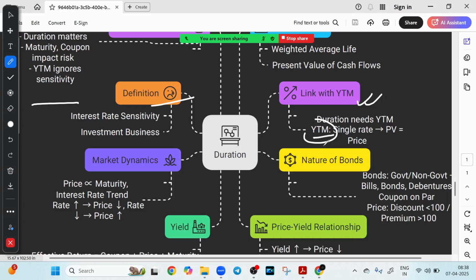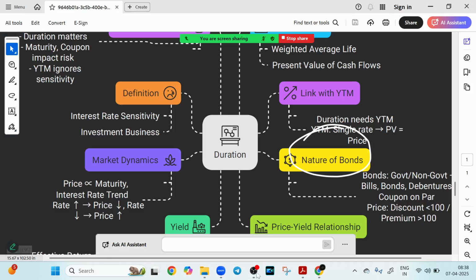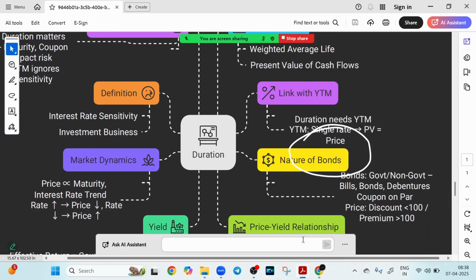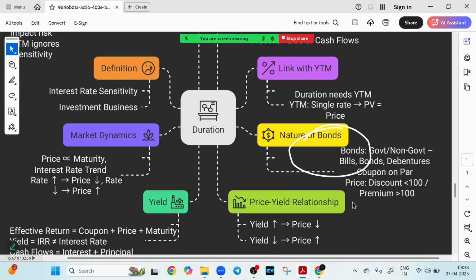If we talk about the nature of the bond, here you can see on the right hand side, this is the nature of the bond. Basically, different bonds, different behavior. We have government bonds, we have non-government bonds, bills, debentures, right? So a bond can be priced at par or discount or premium depending on the market yield.